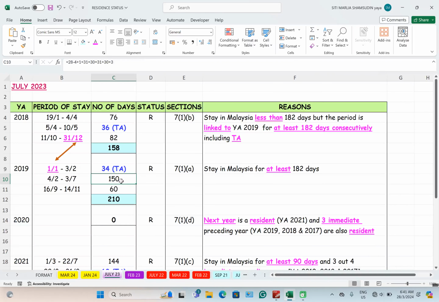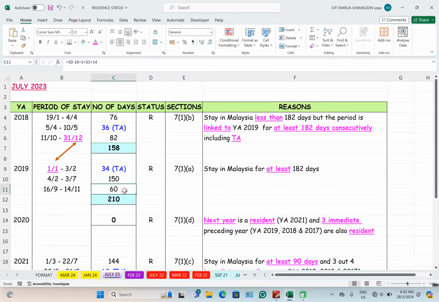2019, guys, starts from 4th February until 3rd July. February 28, you guys minus 4. Don't forget to plus 1. March 31, April 30, May 31, June 30, and then July plus 3. So you get 150.